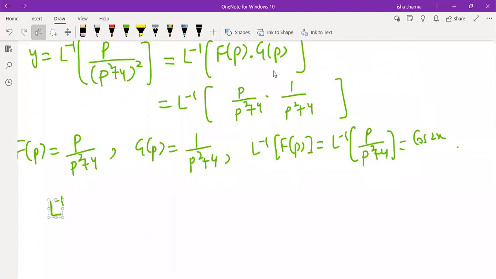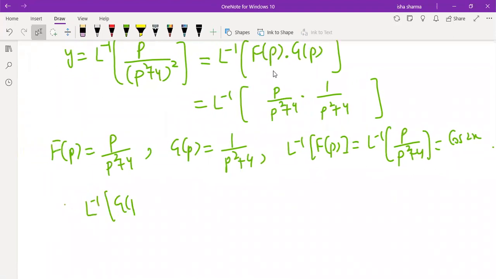L inverse of Gp is sin 2x by 2, because we have a over p square plus a square. So a is 2 here, but that 2 is not in the numerator here, so I have to write it as sin 2x by 2. So I got fx. So this is my fx and this is my gx.